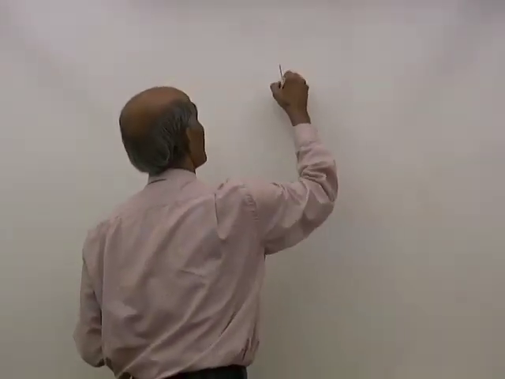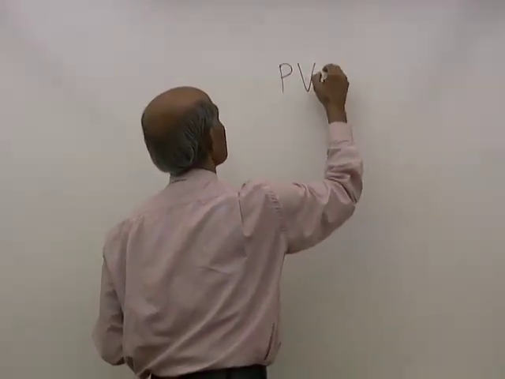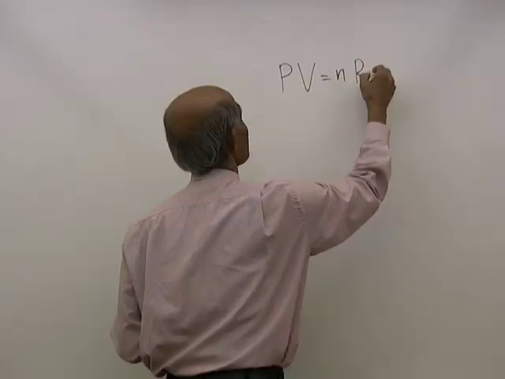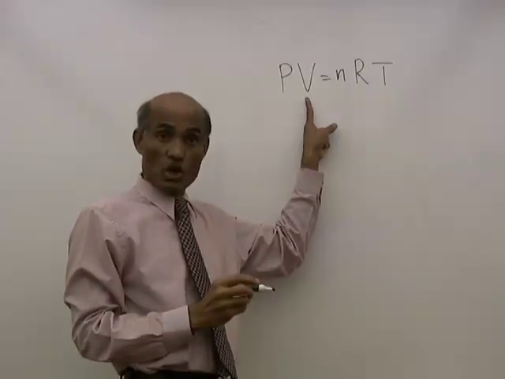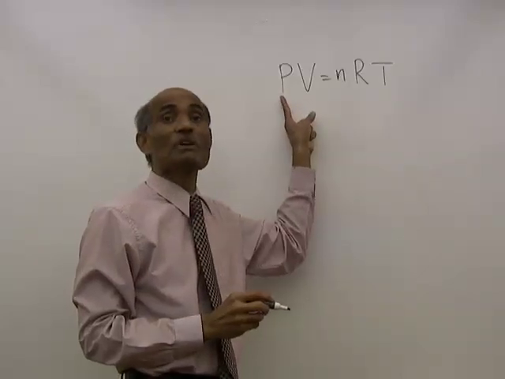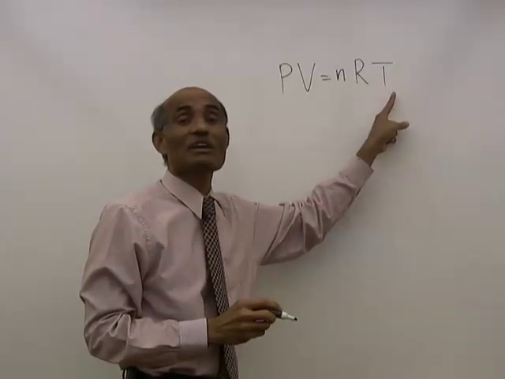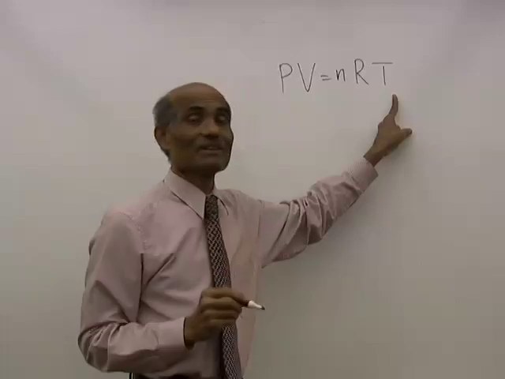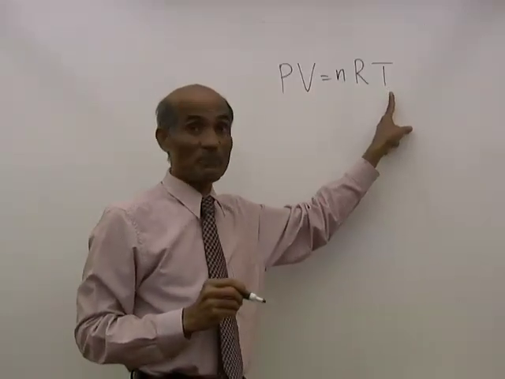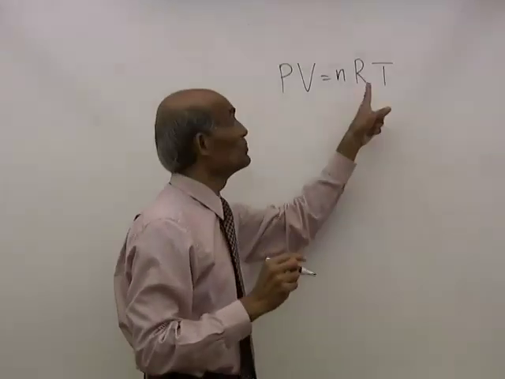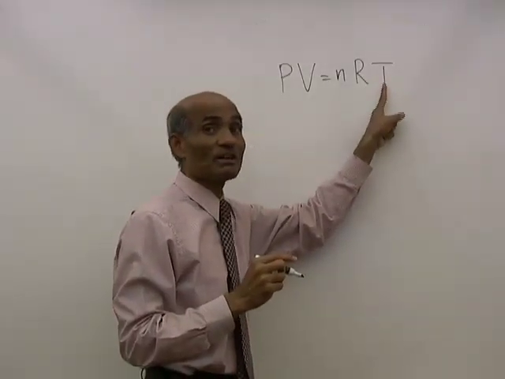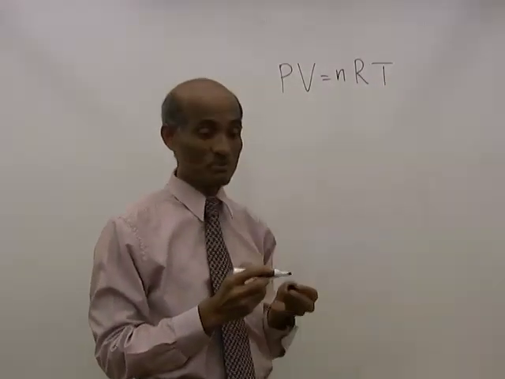Now, we have the gas law, PV equal to nRT. When the volume is a constant, the pressure will vary directly as the absolute temperature. So this T is the absolute temperature. That means you will be varying the temperature and measuring the corresponding pressure.